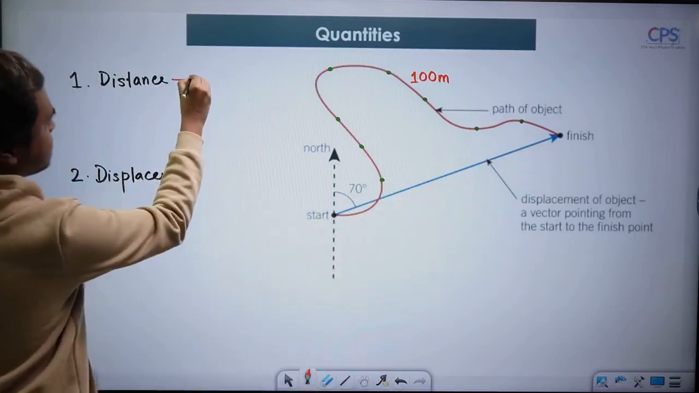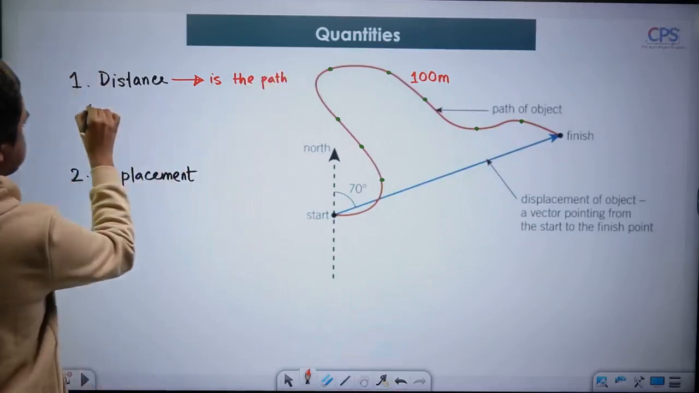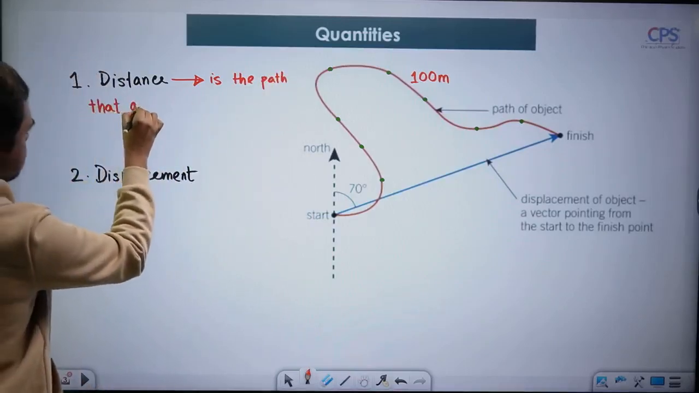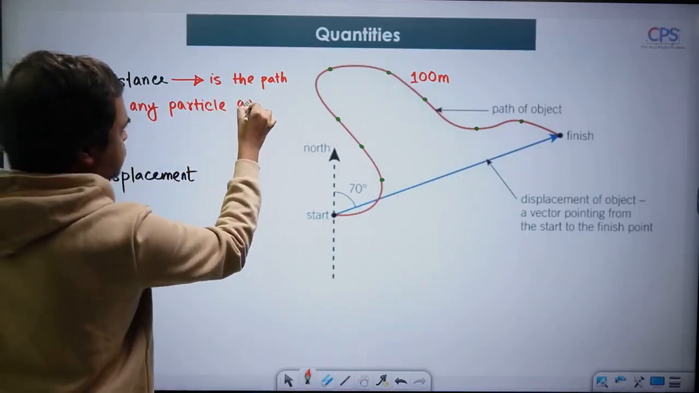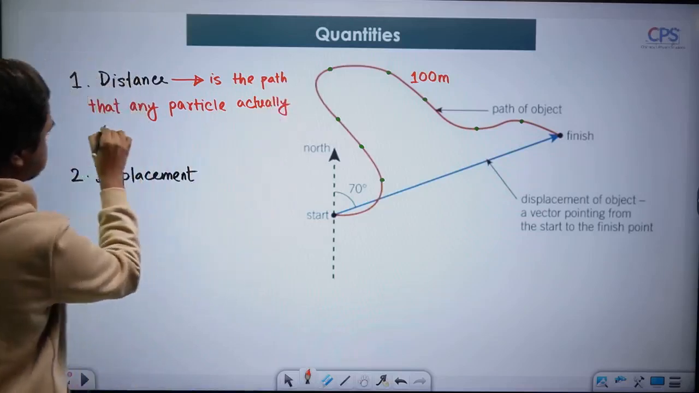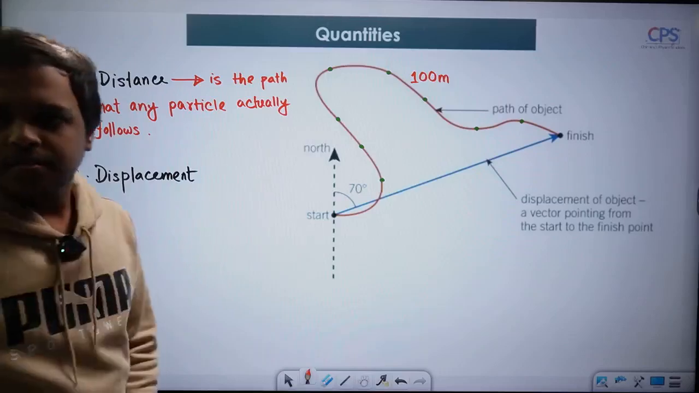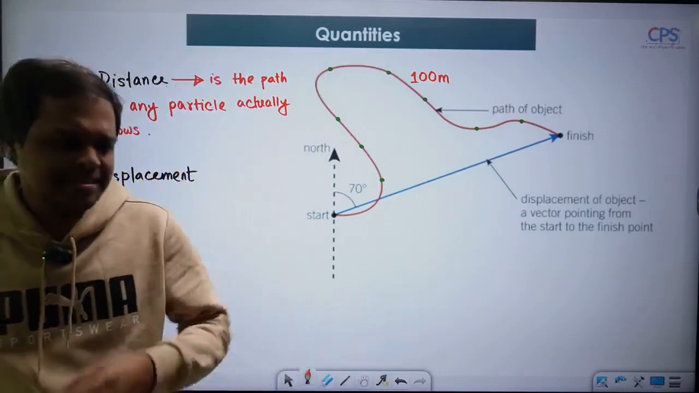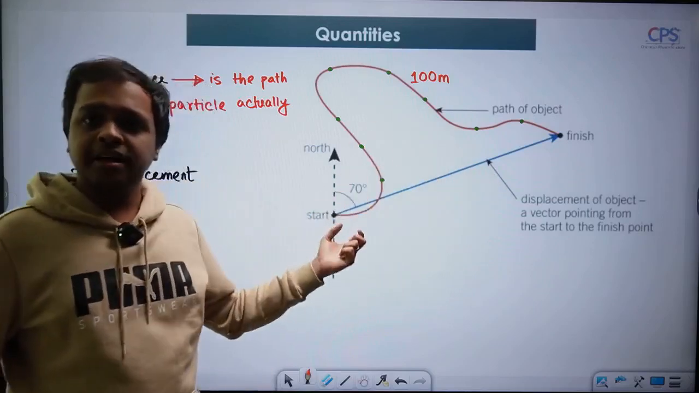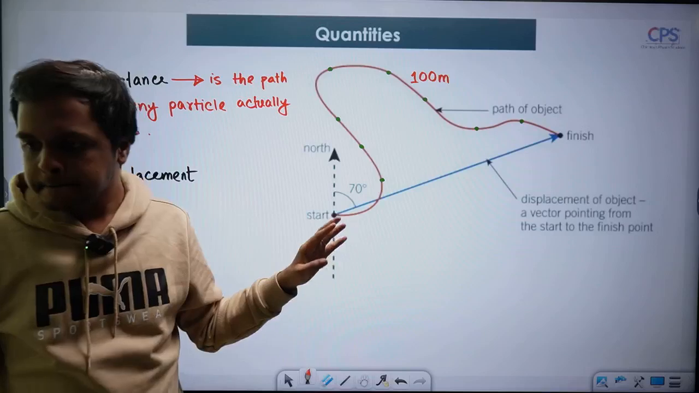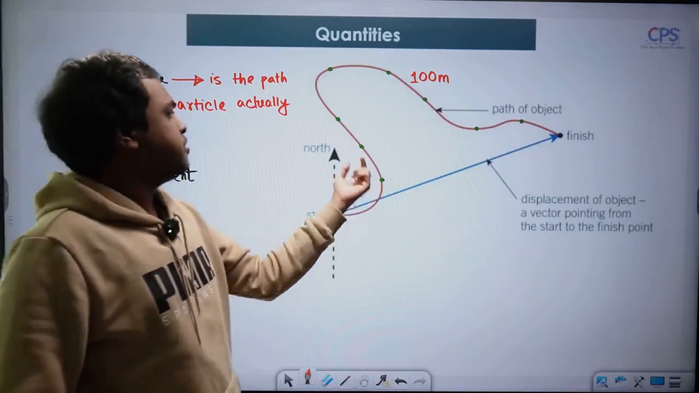So distance is the path that any particle actually follows. Okay, that's the distance. This distance can be from your home to your school, from one city to another city, from one country to another country, whatever it might be. That's called distance.